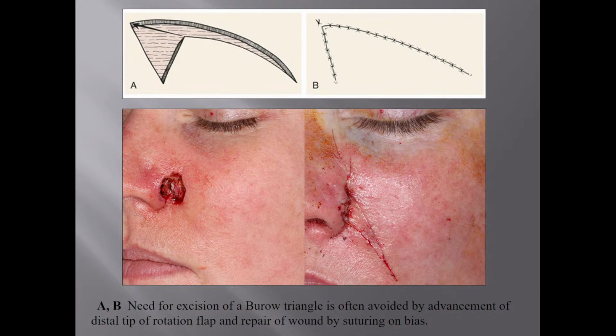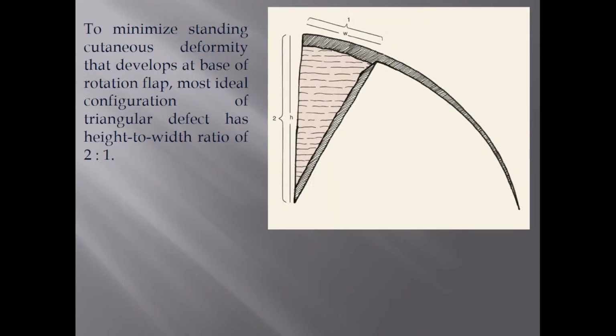And of course, we can't use it in the nasolabial fold usually. To avoid standing cutaneous deformity at the base of the rotation flap used to repair a defect, the defect should ideally assume the configuration of an inverted triangle. The triangle should have a height-to-width proportion of 2 to 1. In addition, the arc of rotation of the flap is to be a completely symmetric curve.